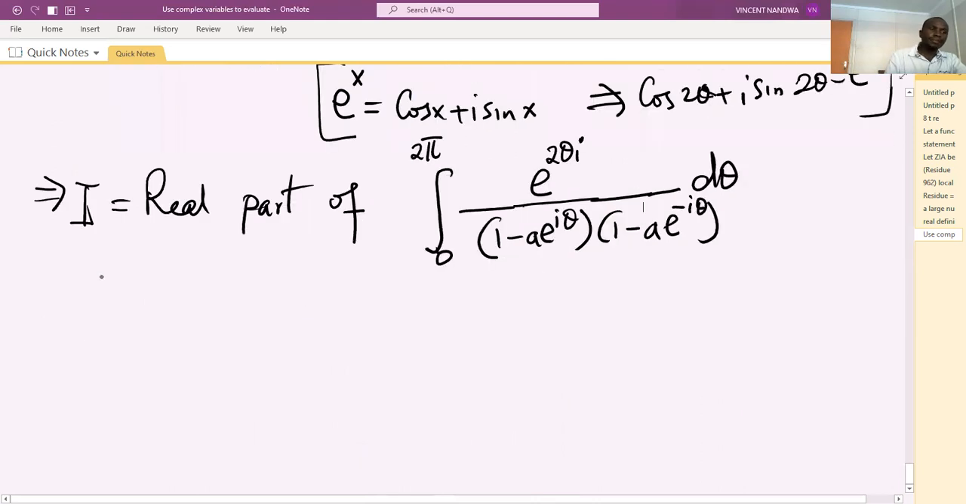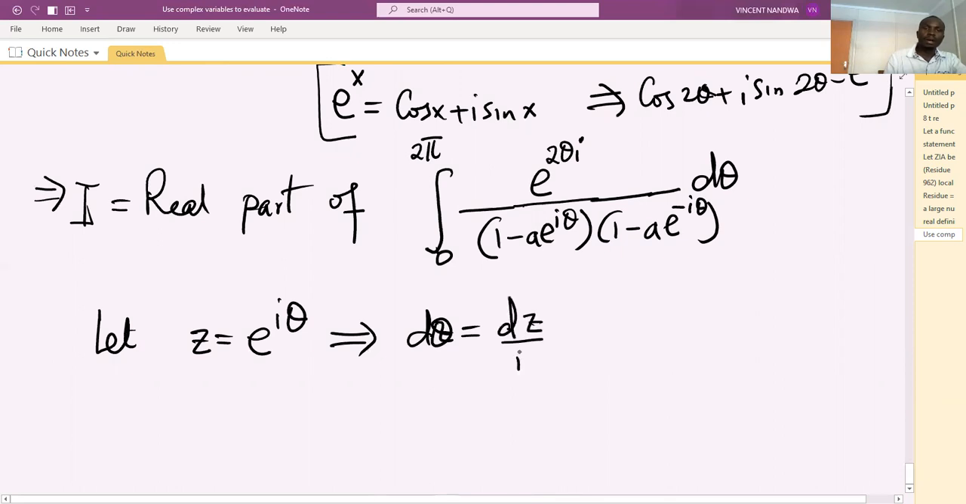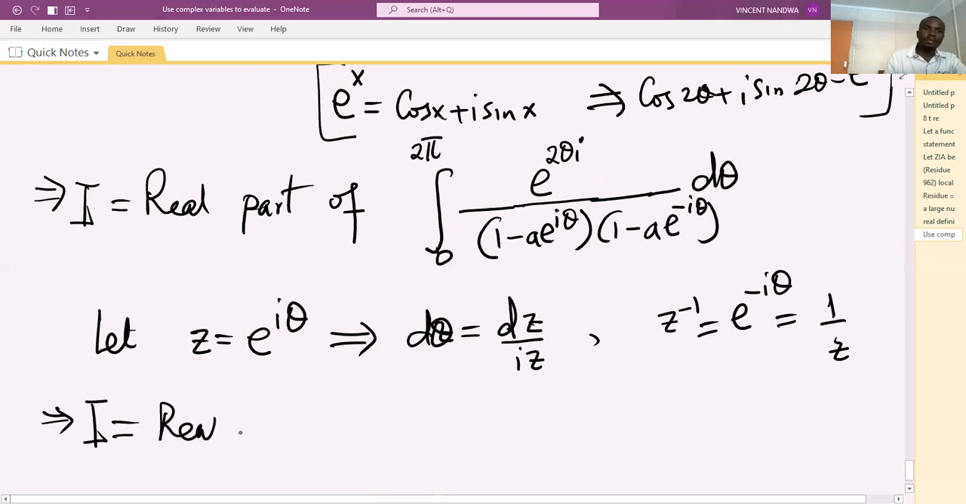Now let z be e raised power i theta. So which means when you work out dz, d theta will be dz over iz. It's not hard to see from here. And z raised power negative 1 equals e raised power negative i theta, which is really the same as 1 over z. So our integral I will be the real part of.